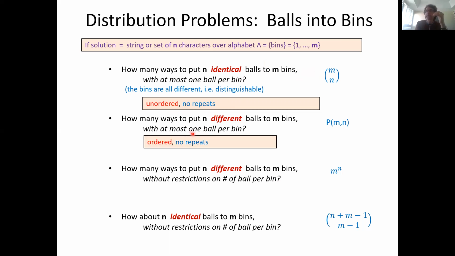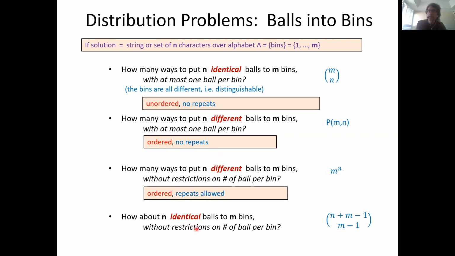Now the balls have labels, so it's a string, not a set. I'm choosing the bins in an ordered fashion. It makes the difference whether some bin is chosen as the first one because ball number 1 went into it, or the second one because ball number 2 went into it. So this is the number of strings that you can make out of an alphabet of size m, where the strings are of length n, and you don't have repetitions. Now, what about this? This is ordered with repetitions. This is the basic alphabet problem, alphabet of size m, and you have n characters.